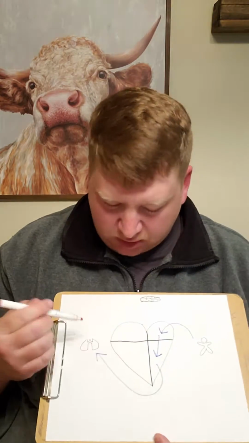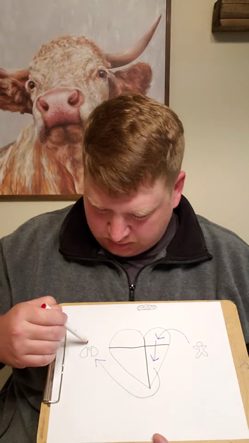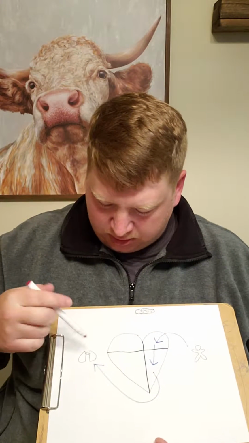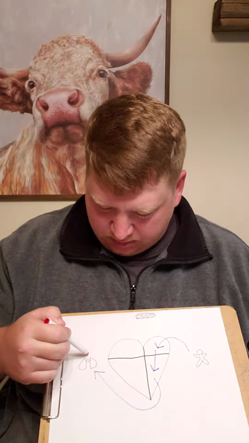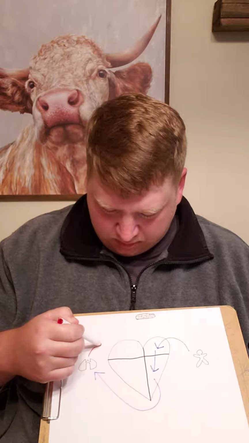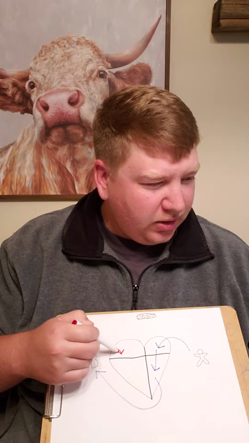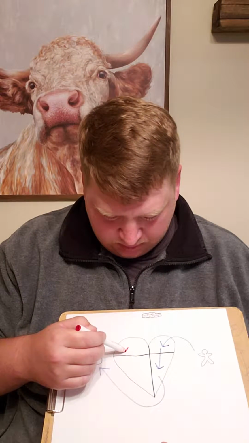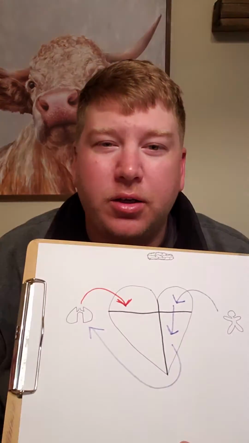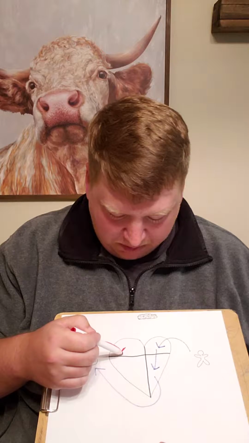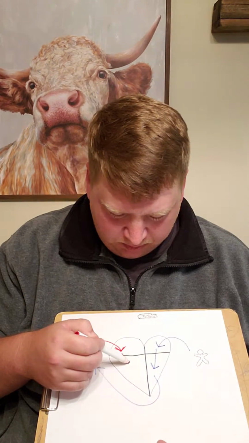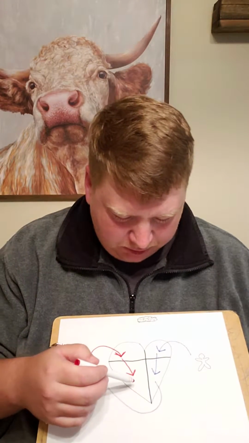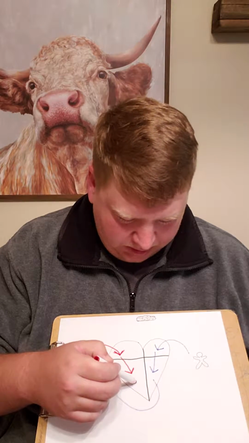So from the lungs, we're going to use red for this. This is the oxygenated blood. So from the lungs, you're going to come in just like this. All right, so you're going to come in to the left atrium. All right, coming from the lungs to the left atrium, it pumps down from the atrium into the left ventricle.